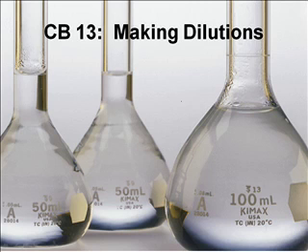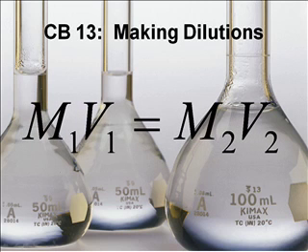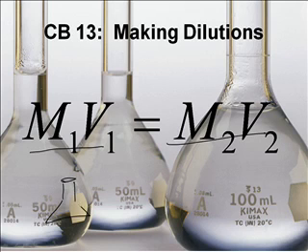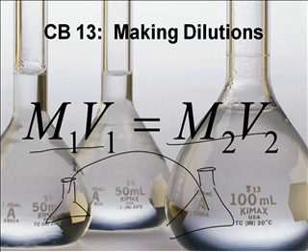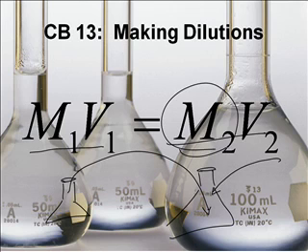Making dilutions. The key to making dilutions, ladies and gentlemen, is an equation. One very simple equation: M1V1 equals M2V2. If I have a solution in a flask, and I want to take some of that solution out and put it in a different flask, I can transport some of this and fill this up with water, and I can determine the new molarity. Sometimes I'm solving for the new volume, etc.